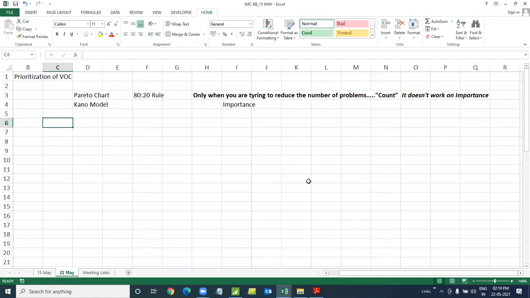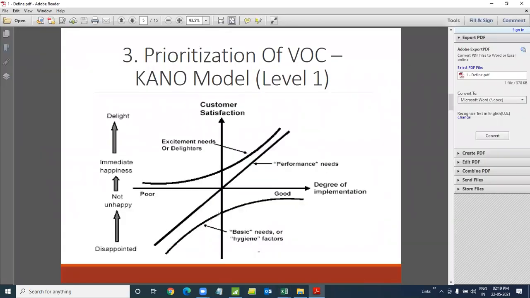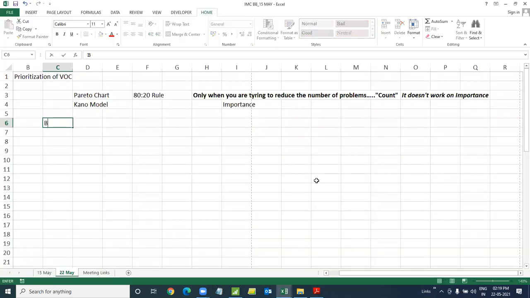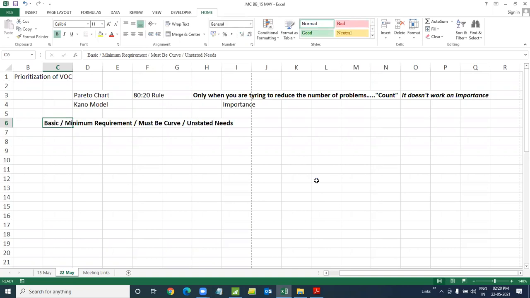The first curve we are interested in is this curve at the bottom. It is called the basic curve, or the minimum requirement curve, or the must-be curve, or the unstated needs of the customer. Different people and different recruiters call it differently, so you should know the different nomenclatures. It's very important because you cannot control what kind of term recruiters might be using.